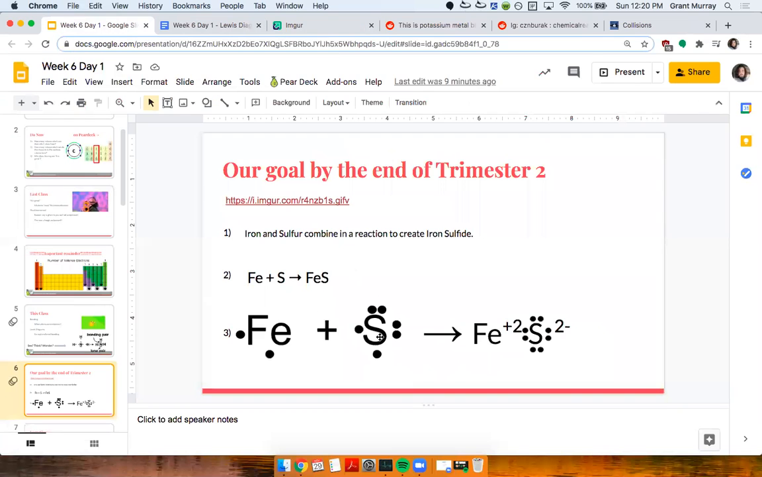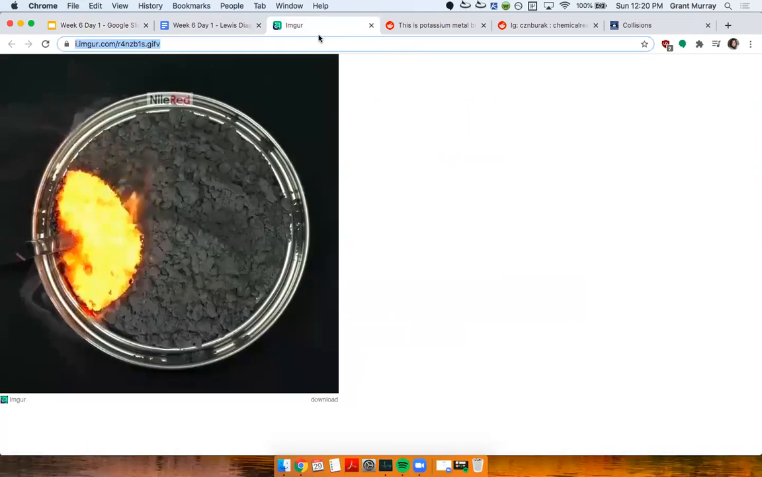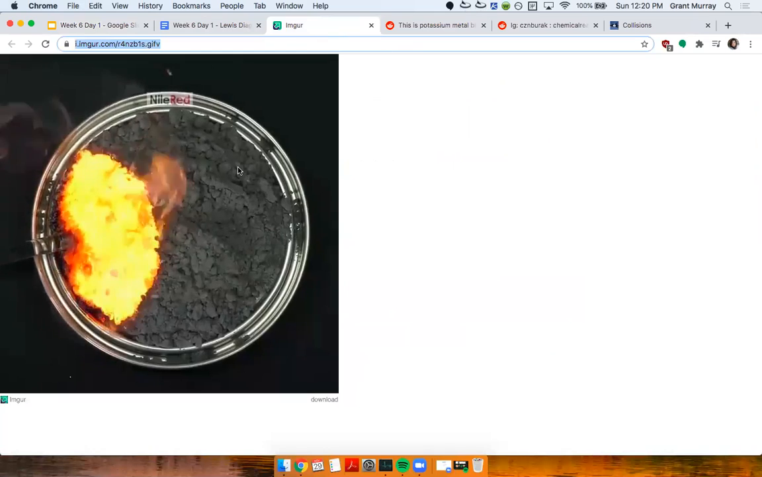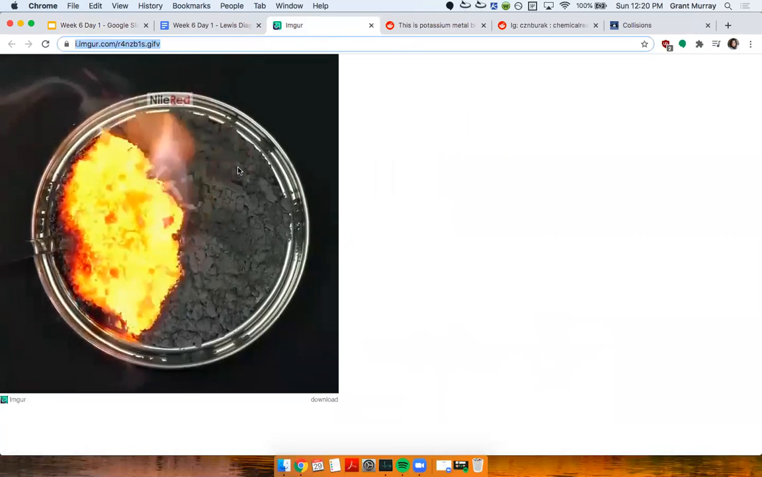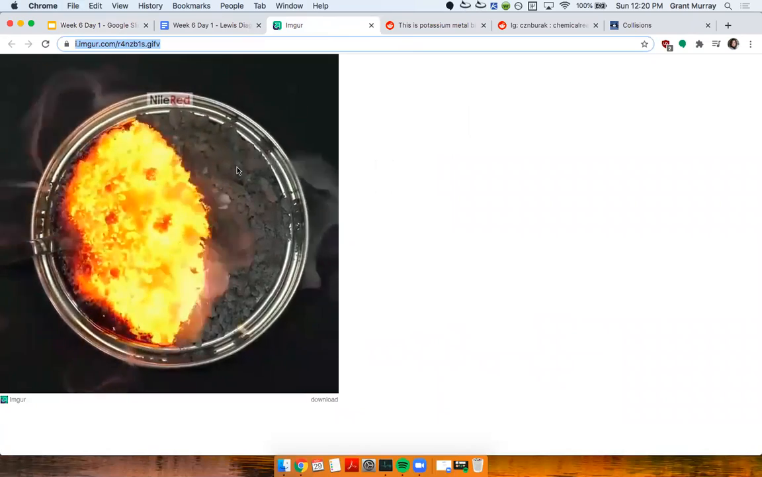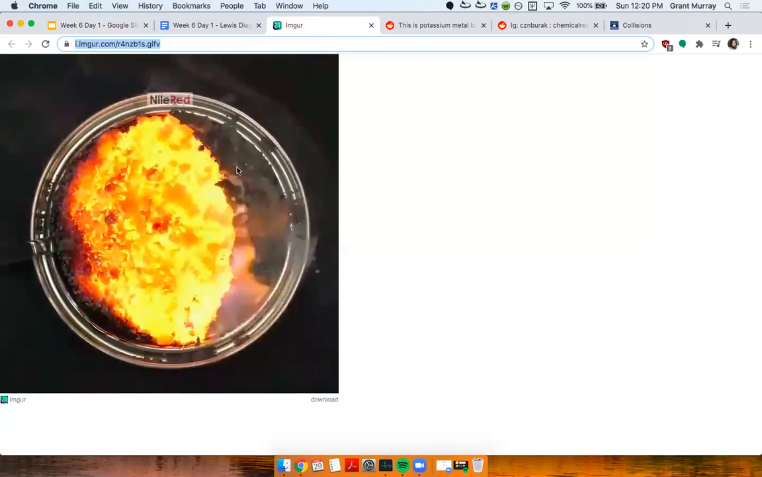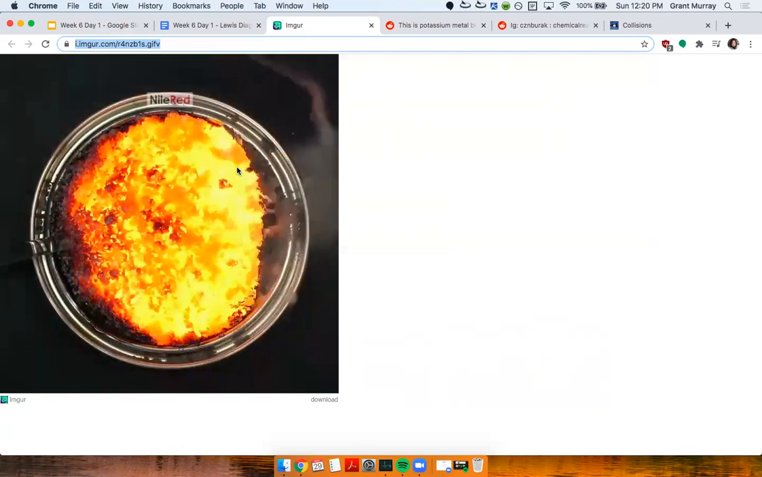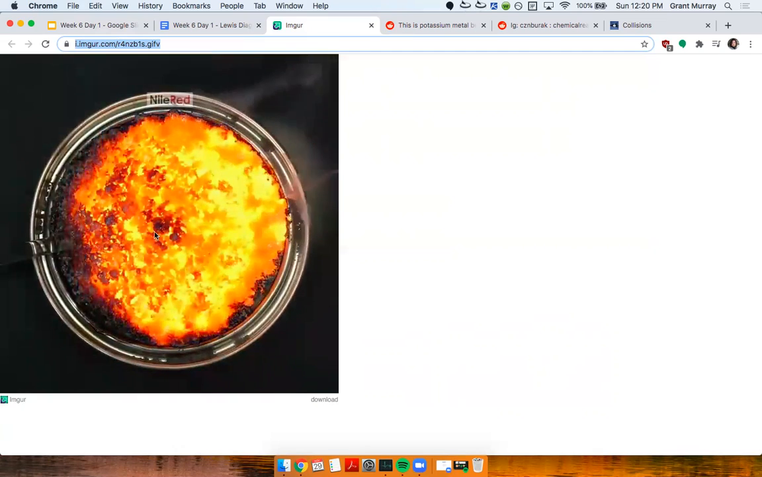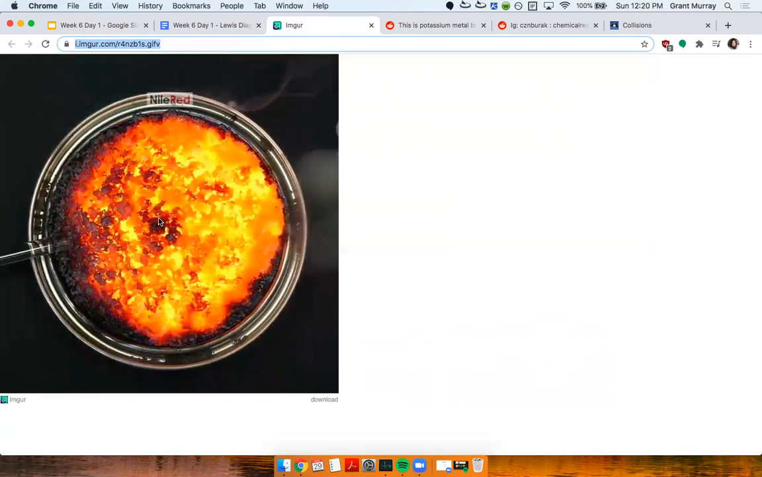Along with these, we want to actually look at chemical reactions. This is the chemical reaction that I just put on the slide. This is iron and sulfur reacting together. Why do we want to explain these? I just think they're cool. I hope you think they're cool. I certainly think they're cool.